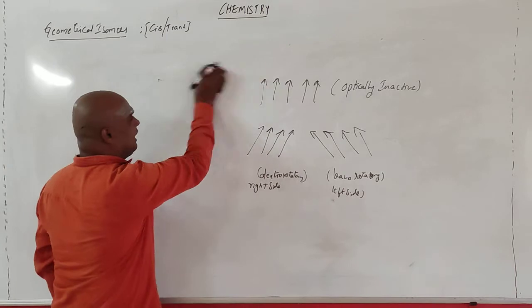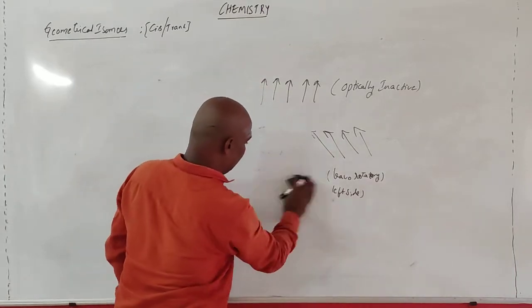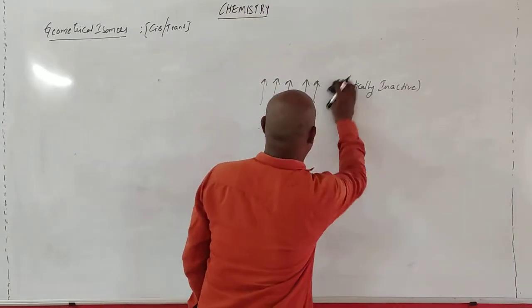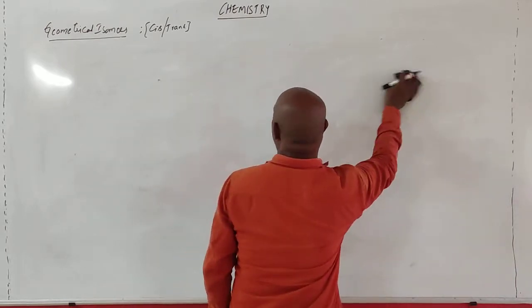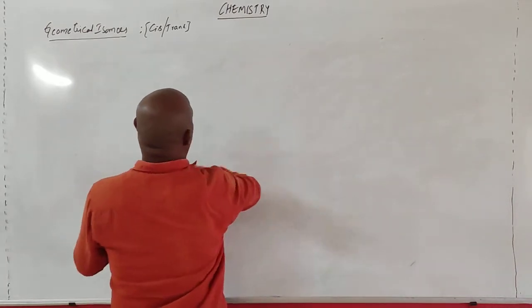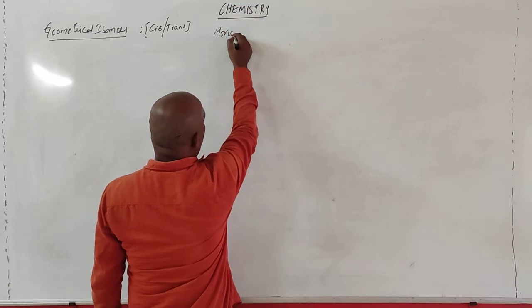So, how to identify optically inactive compounds? For monodentate ligands. See, whatever we are learning in this lecture, we will learn only with respect to monodentate ligands only.